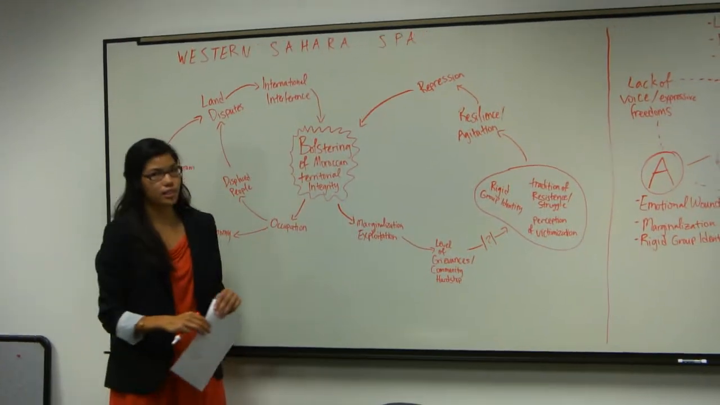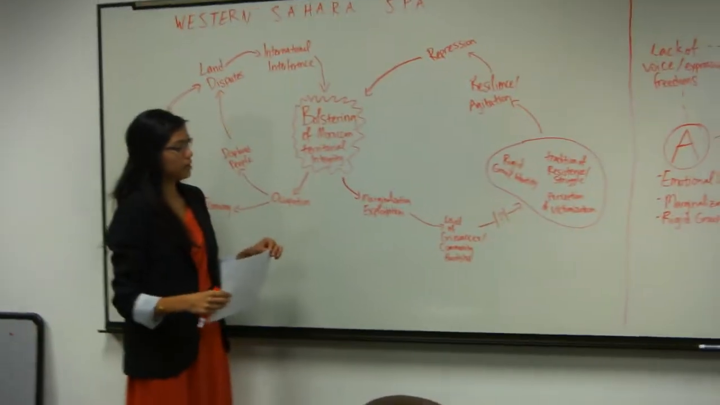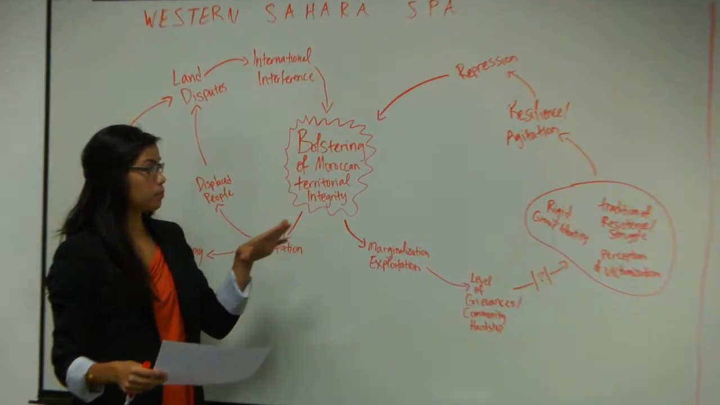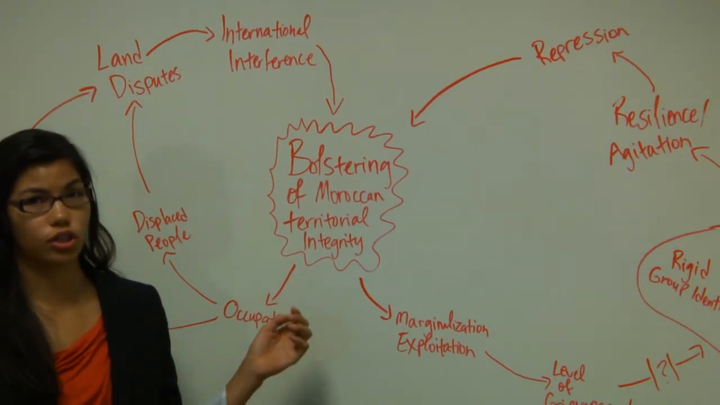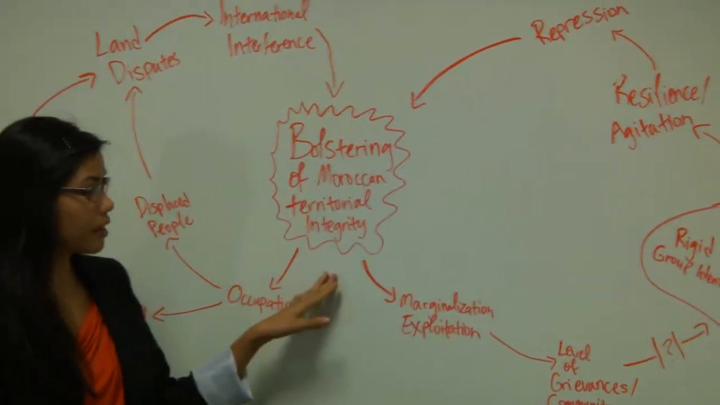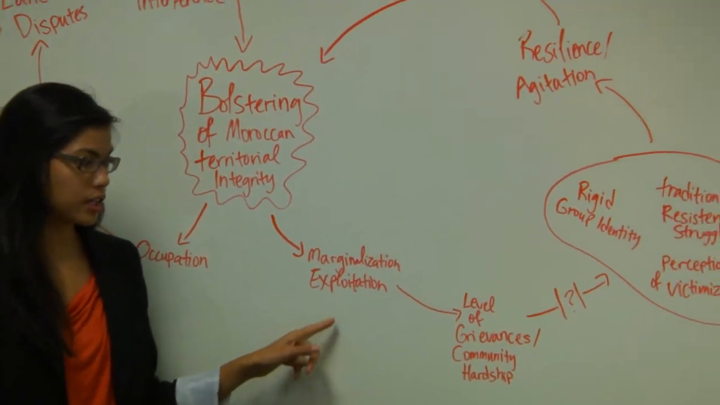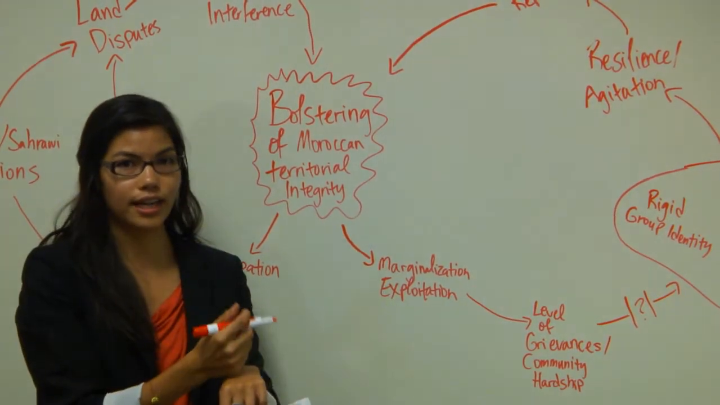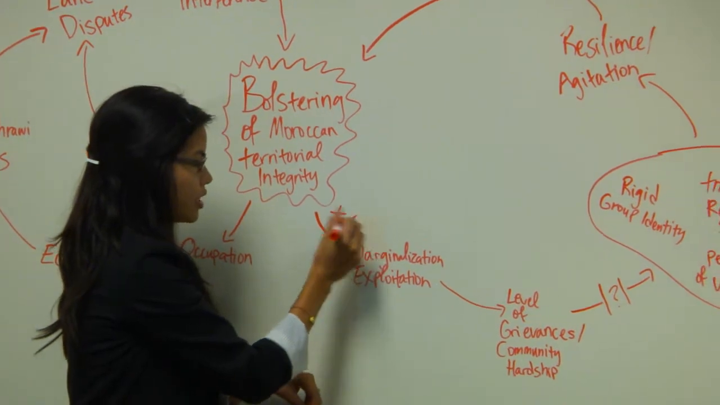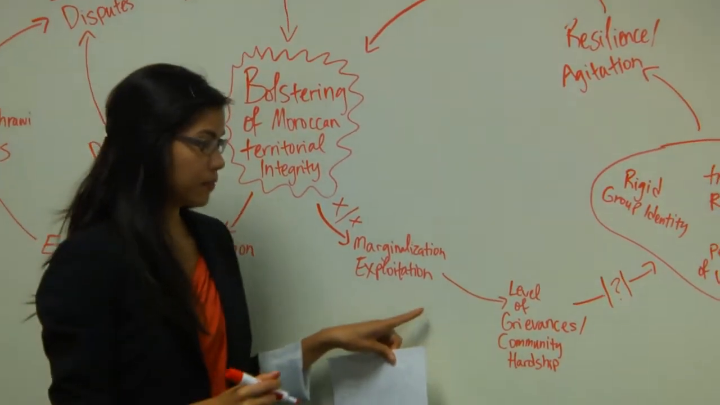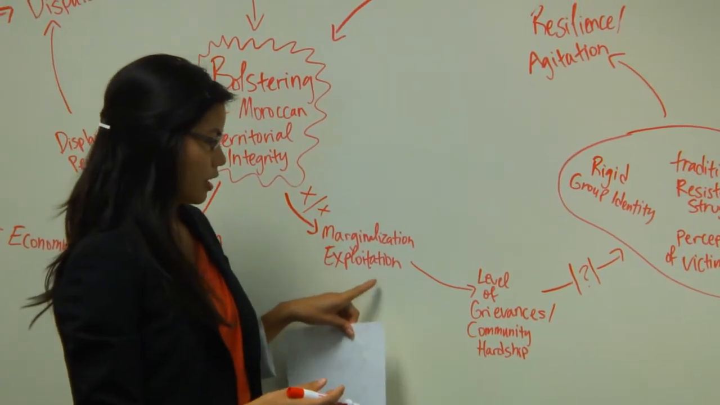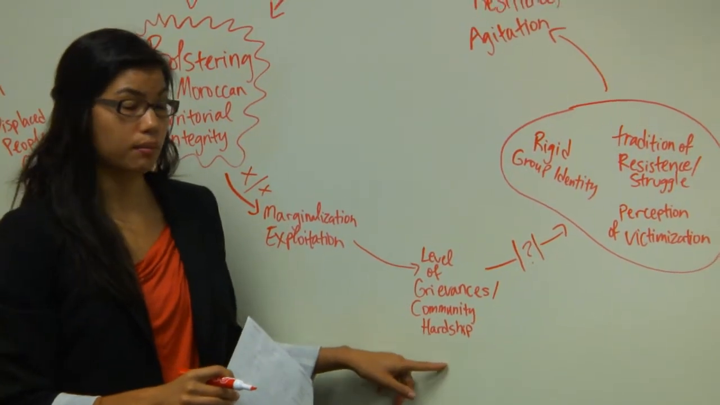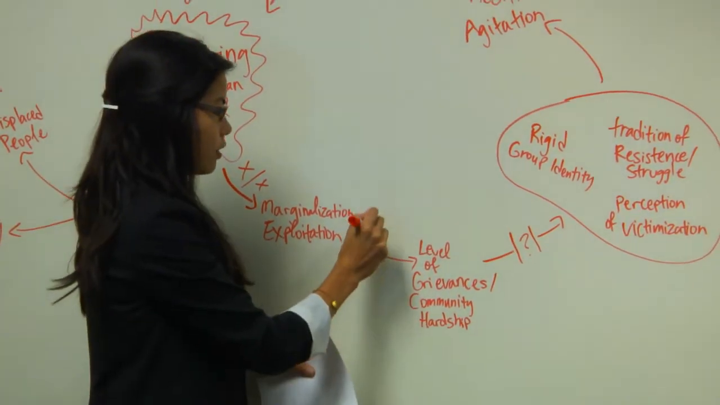So this is by no means an exhaustive map, it's just showing a few trends that I chose to highlight. If we start with this bolstering of Moroccan territorial integrity, which is historical and ongoing, this can lead to the marginalization and exploitation of Sahrawi populations. The more the Moroccan-only identity is asserted, the more marginalization occurs, so that's a plus. Quite obviously, the level of marginalization and exploitation creates some serious community hardships, and it increases the level of grievances.